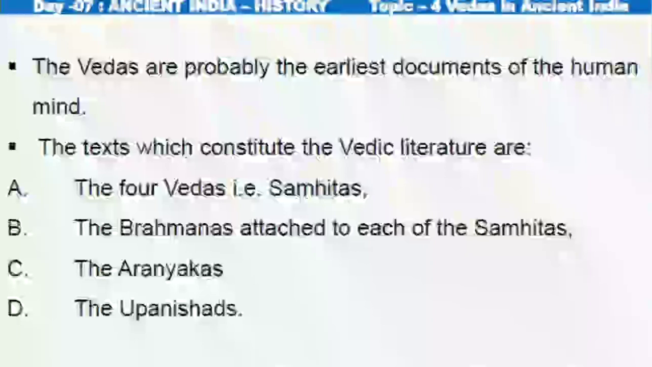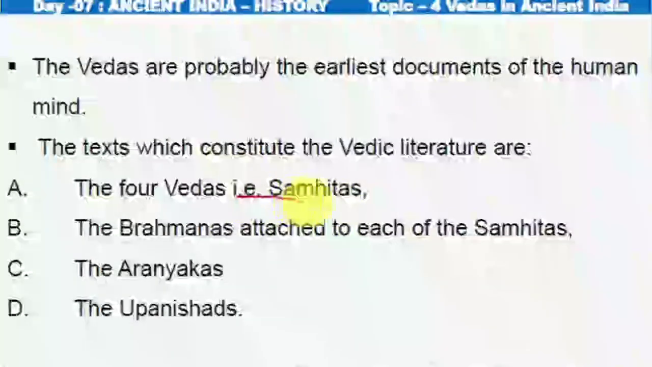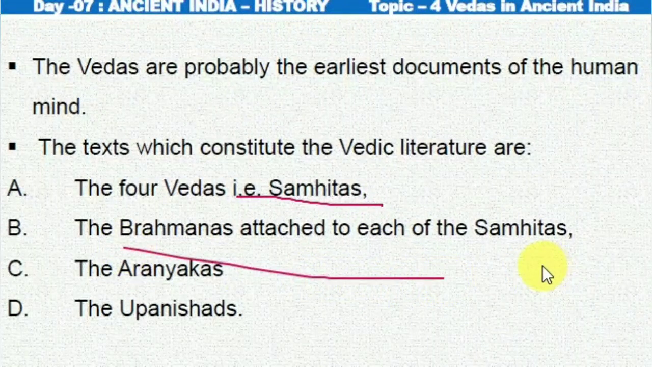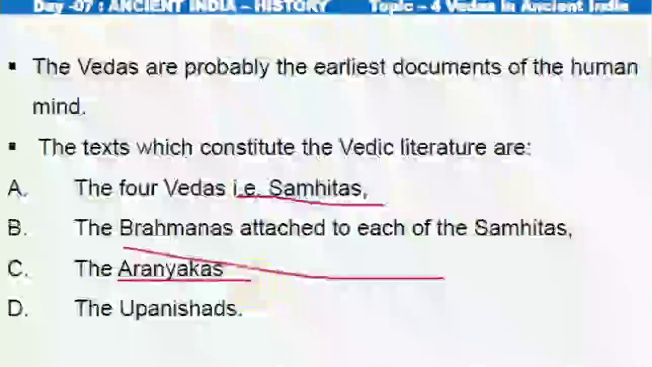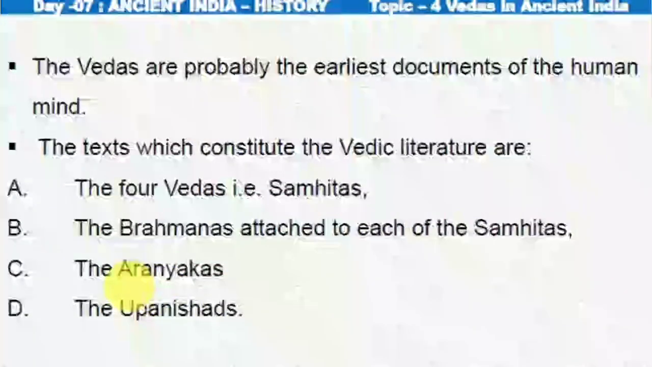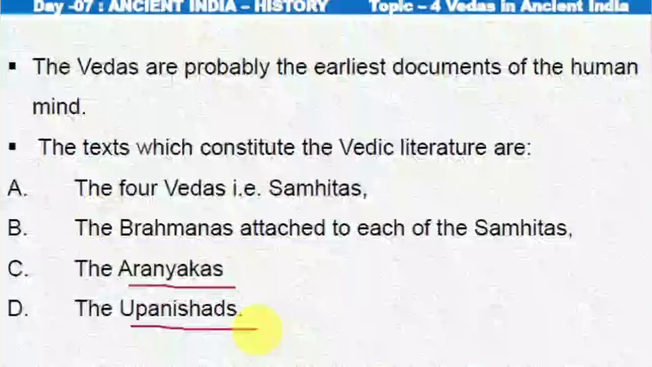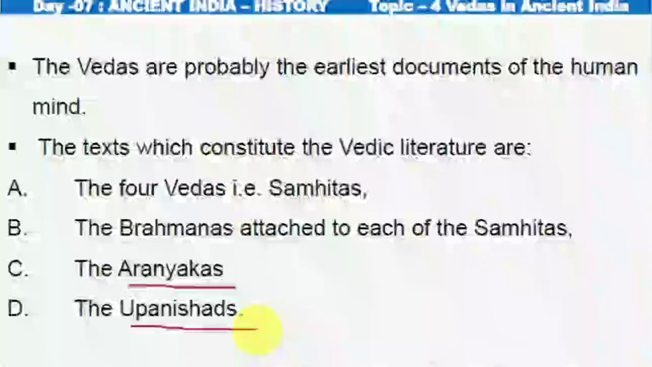When we consider the Vedic literature in texts, the first one is the 4 Vedas, that are written as Samhitas. The second is the Brahmanas, attached to each of the Samhitas. The third one is the Aranyakas. Aranyakas are basically what pupils or disciples were taught by the teachers in the jungles, and these hymns and verses are Aranyakas. Then the Upanishads. There are 108 Upanishads, and these are derived from the Vedas.